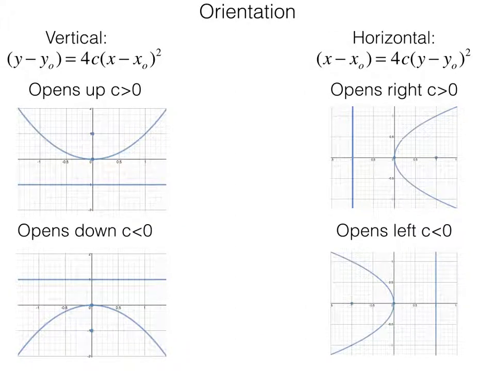It will either be vertical, opening up or down, and that will be dependent on if the x terms are squared. It will open up if c is greater than 0. It will open down if c is less than 0. Or we have a horizontal orientation, and that'll occur when the y terms are squared. It'll open to the right when the c term is greater than 0, or it'll open to the left when the c term is less than 0.